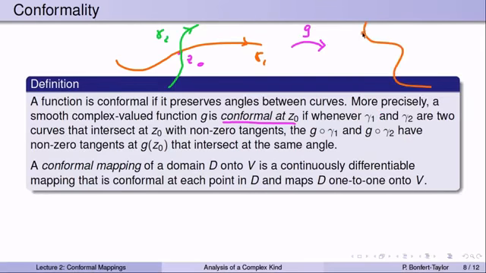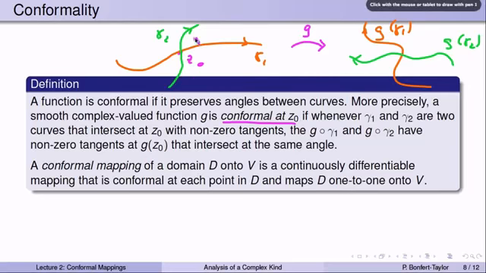So, suppose this is g of gamma 1 and this is g of gamma 2. The requirement would be that the angle from gamma 1 to gamma 2 is the same as the angle from g of gamma 1 to g of gamma 2 when you're standing at this intersection point. This is the point g of z0. And the angle is measured in terms of their tangents.